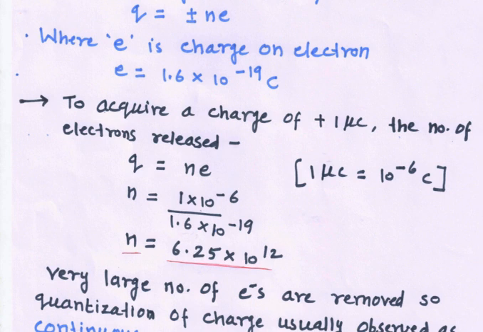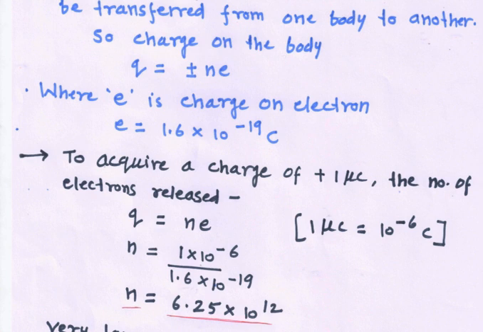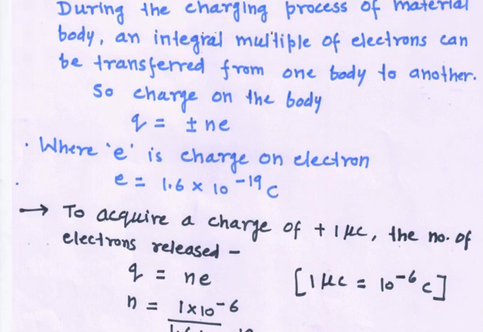Now, this 1 microcoulomb is a very small charge, yet a very large number of electrons has to be removed. Though it shows the quantization of charge, meaning electrons are removed in quanta, in multiples of electrons, so that is why it is a discrete process. It is the quantization of charge.